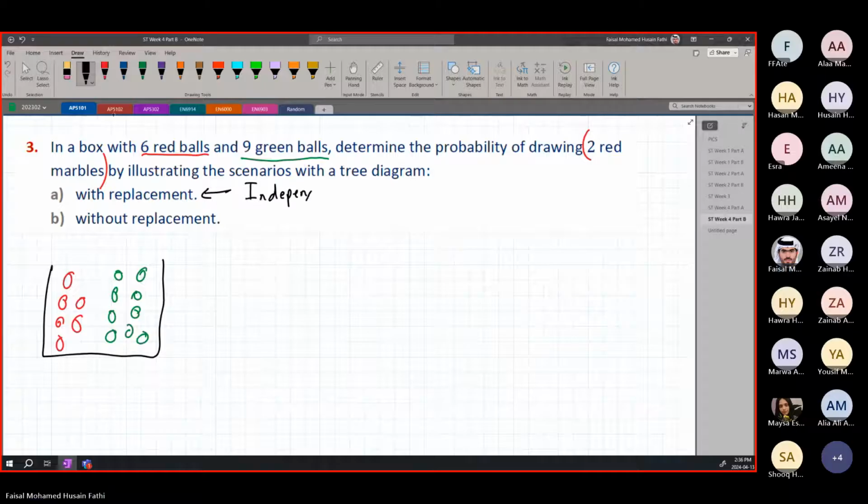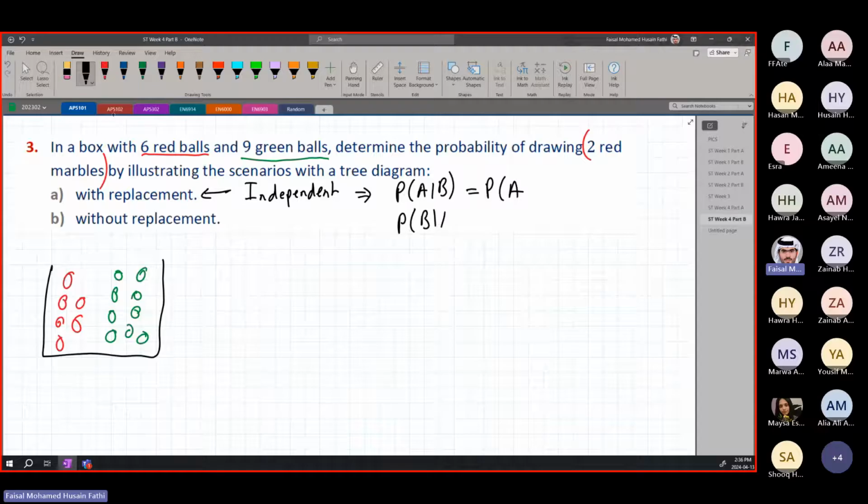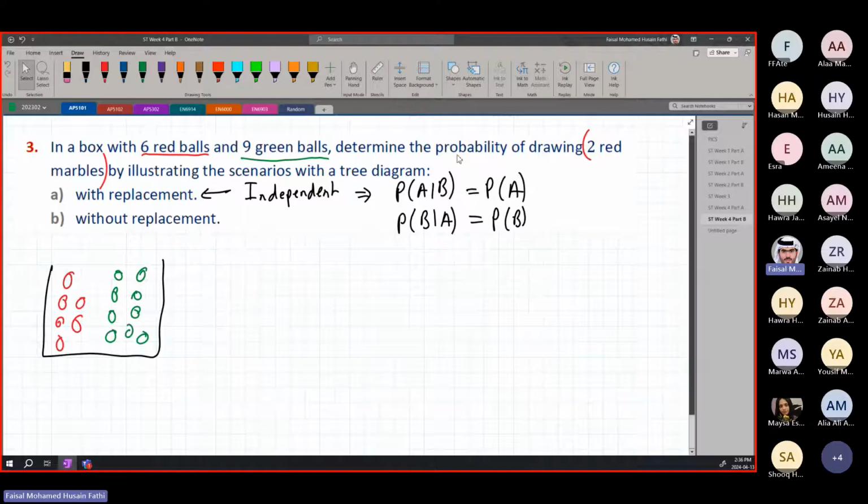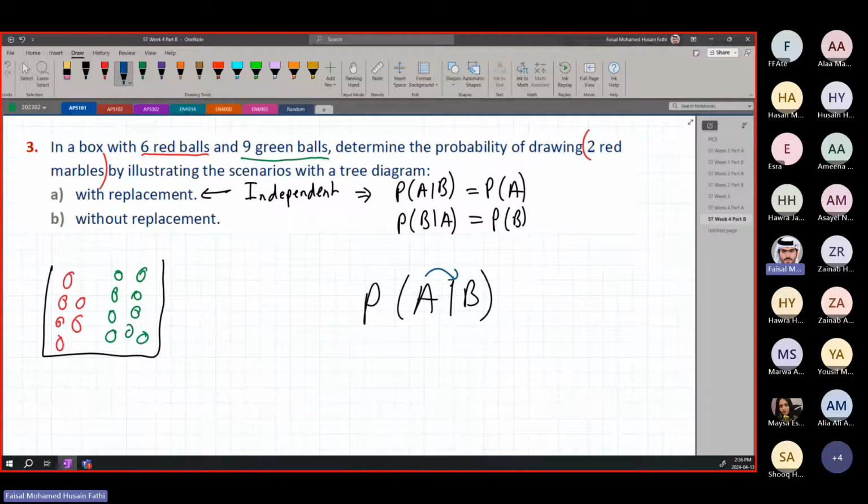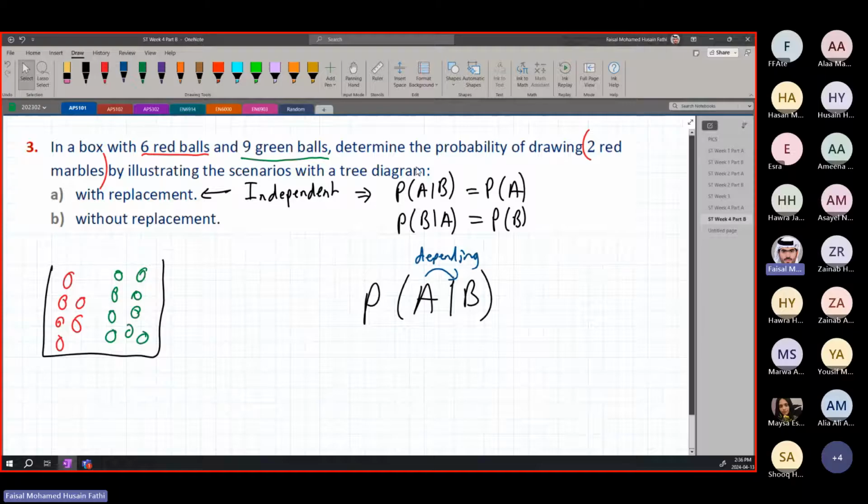All right. When it is independent, the P of A given B is equal to P of A, and the P of B given A is equal to P of B. What does this mean? It means A depending on B. This is what conditional probability means. When I write P of A given B, it means A is depending on B. So this is depending on each other. All right, this is what conditional probability means.